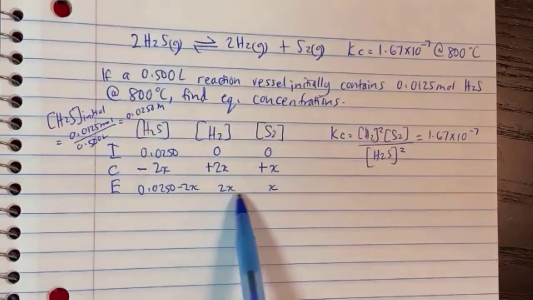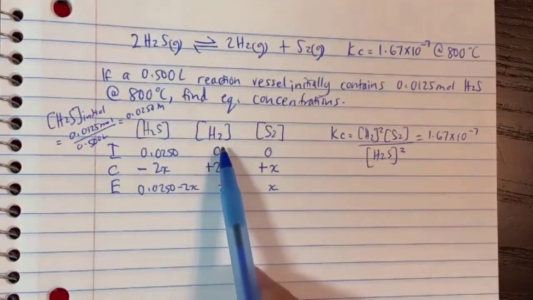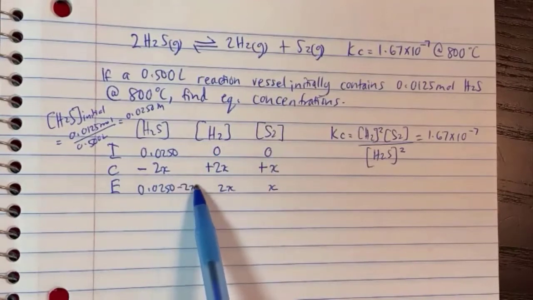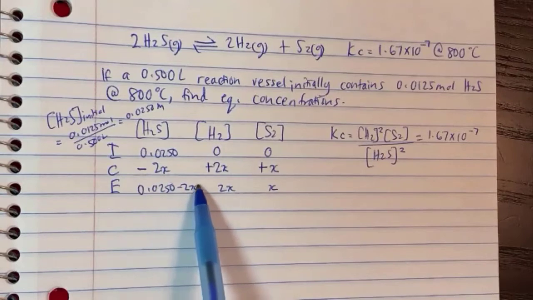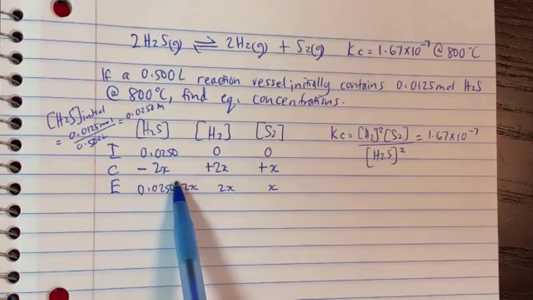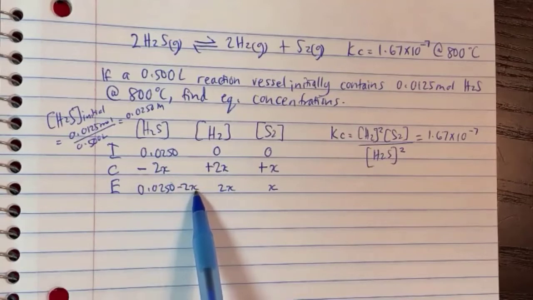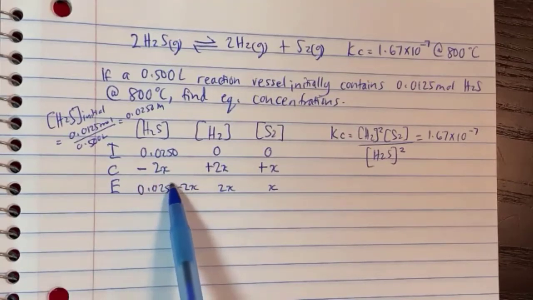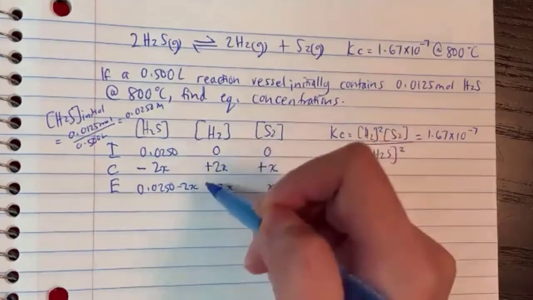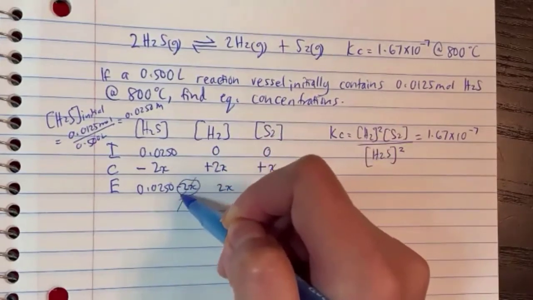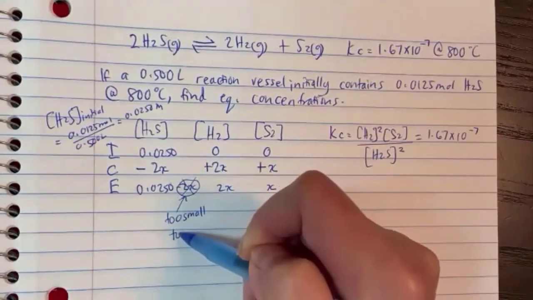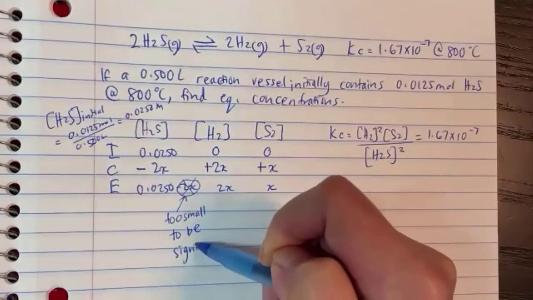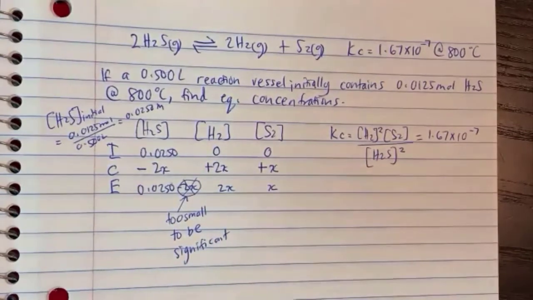So we can't cross out this x or this x because it's compared to 0. But this 2x here is small compared to 0.0250 because we said this number is a lot bigger than your K. We know it's mostly not going to shift. This 2x here is going to be a really, really small number. When you subtract 2x out after sig-fig rounding, you really just get 0.0250 again. So we want to assume this guy is insignificant. Okay, we'll cross this one out. We'll call this too small to be significant. So we can cross that one out.